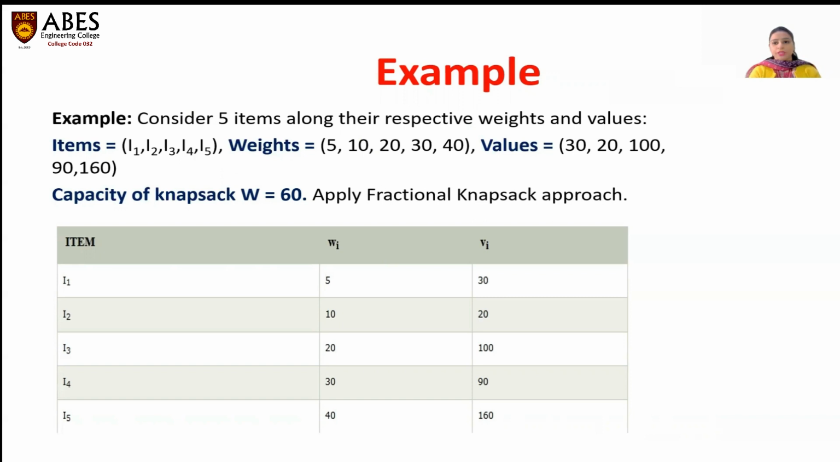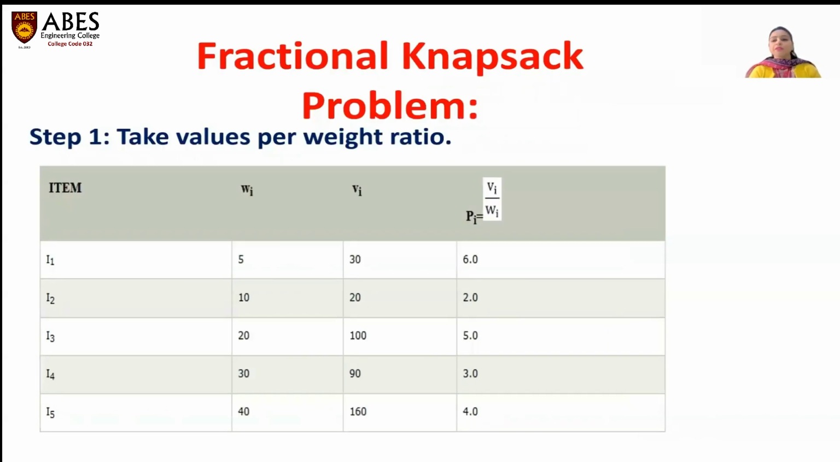Now we have to calculate the Pi value, where the Pi value is calculated by Vi divided by Wi. So for I1, 30 divided by 5 gives you 6.0. 20 divided by 10 gives you 2.0. 100 divided by 20 gives you 5.0. 90 divided by 30 gives you 3.0. 160 divided by 40 gives you 4.0.